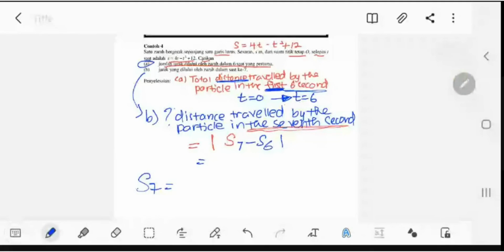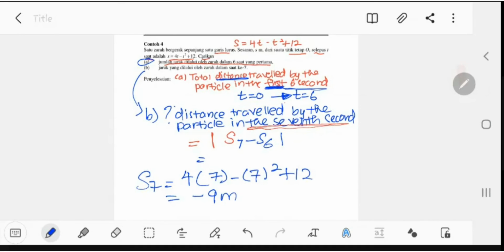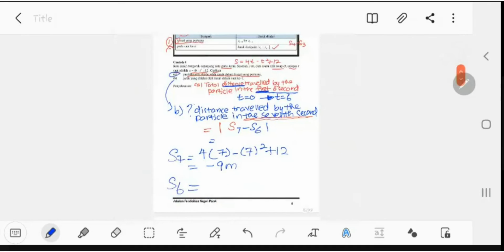So macam mana nak cari S7? Substitute. Girls, boleh nampak lagi ke skrin saya? Boleh cikgu. Okay, S7 ganti apa tu? T sebagai 7 lah. Ganti dapat apa? Negative 9. Okay. S6 ganti jap.